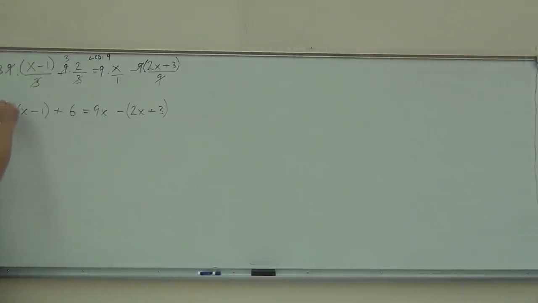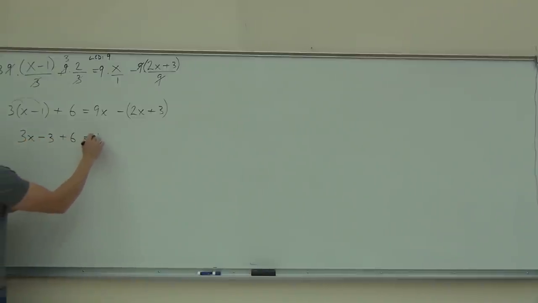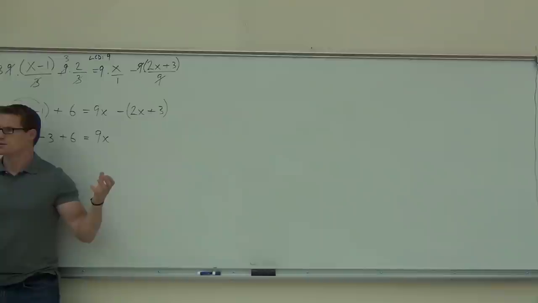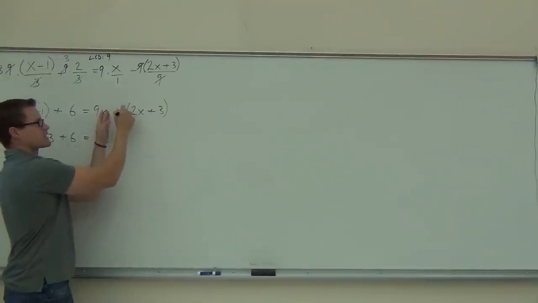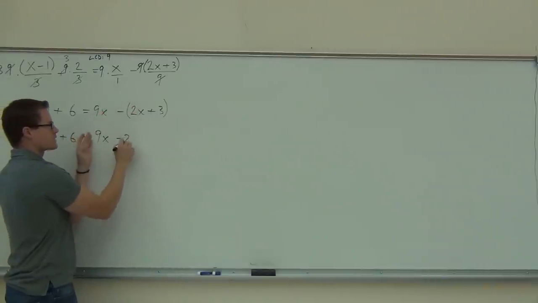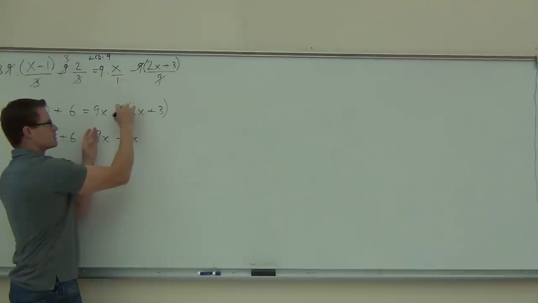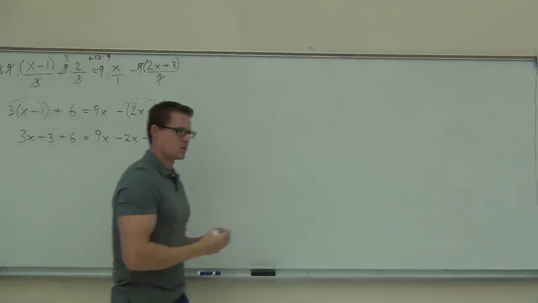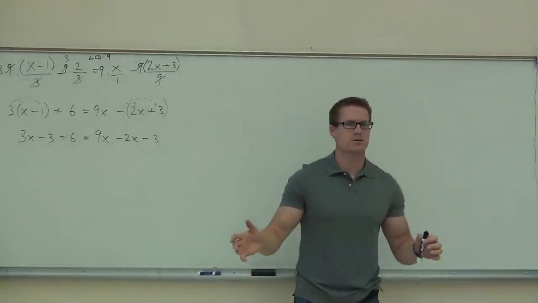So next step, we'll distribute and get our what? 3x. Good. We still have the plus 6. On the right-hand side, we get 9x. What's the rest of it going to be? Minus 5. Great. That negative, it's like a negative 1. Minus 2x. And minus 3. Hey, we're on a roll. Keep going. What's the next thing we do?